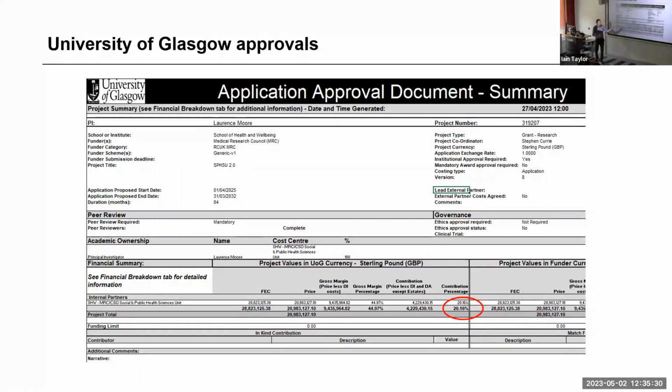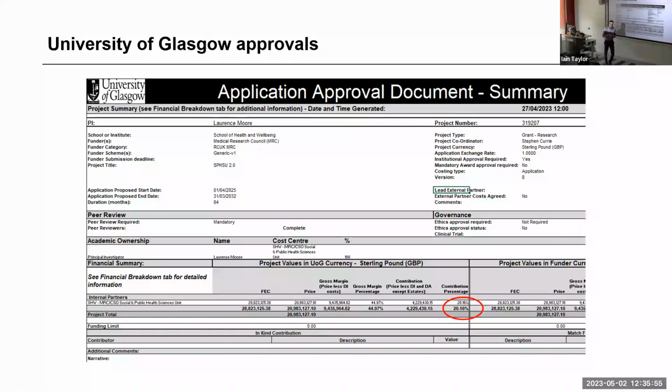In this particular example, a 20% research contribution is very healthy, and that's effectively the surplus being generated by the award on top of what the cost is. If it's minus 20, it would be costing the university money to host the award.